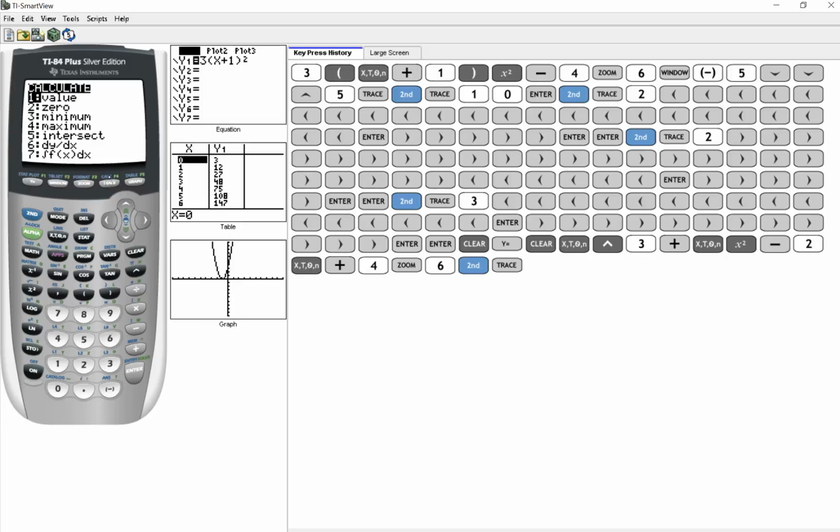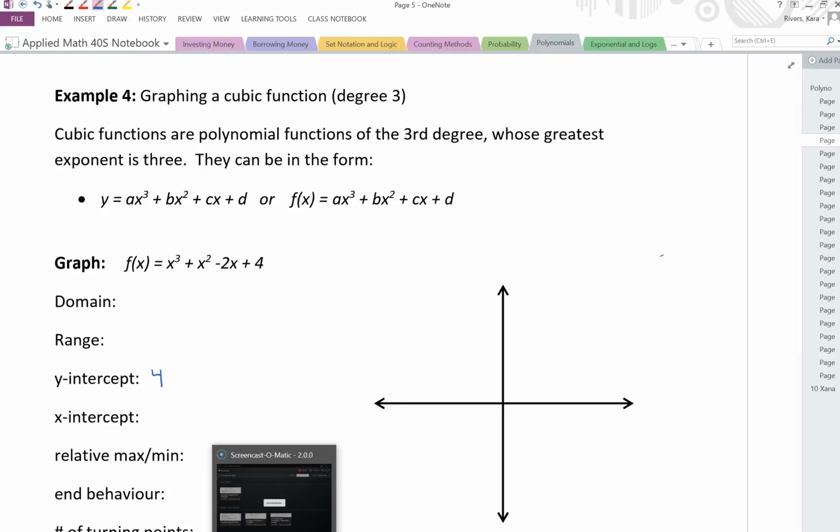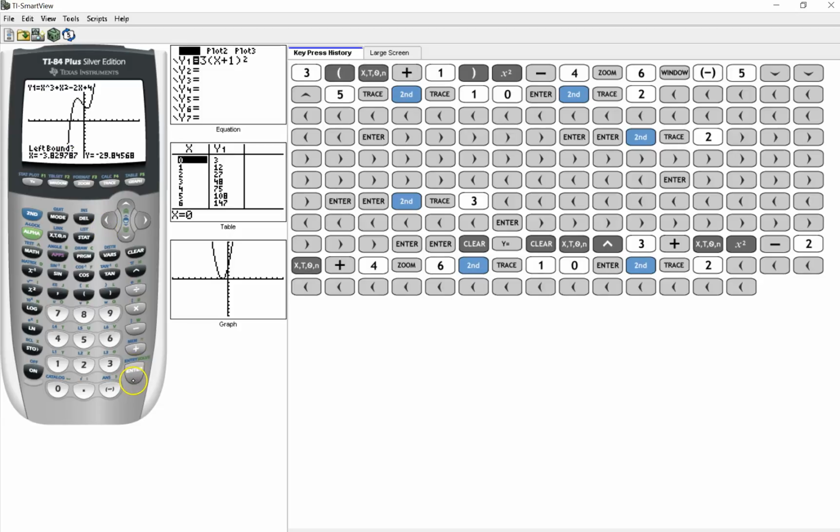So if I go second trace value, x equals 0, that'll give me my y-intercept, and that's at 4, so I'll list that. My y-intercept's at 4. Go back. My x-intercept, second trace 0. I'm doing left bound and right bound there. Negative 2.46, so I'm going to round that to a 7.